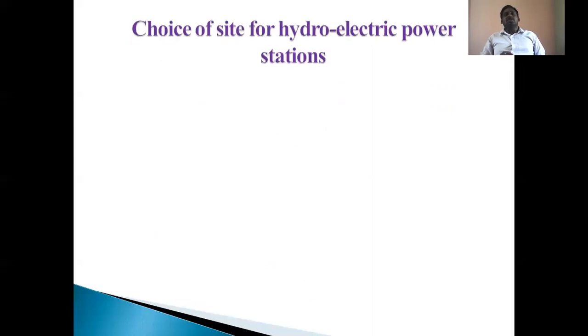So these are the various types of hydroelectric power stations. And next one is choice of site for hydroelectric power station. Here some of the considerations are there to select the installation of a hydroelectric power station. First one is availability of water. This is the fundamental criteria to build a hydroelectric power station.